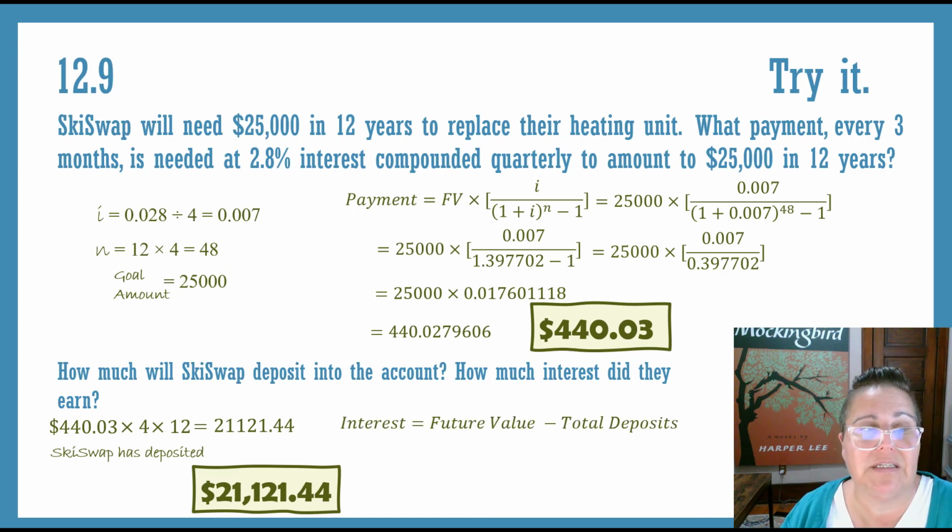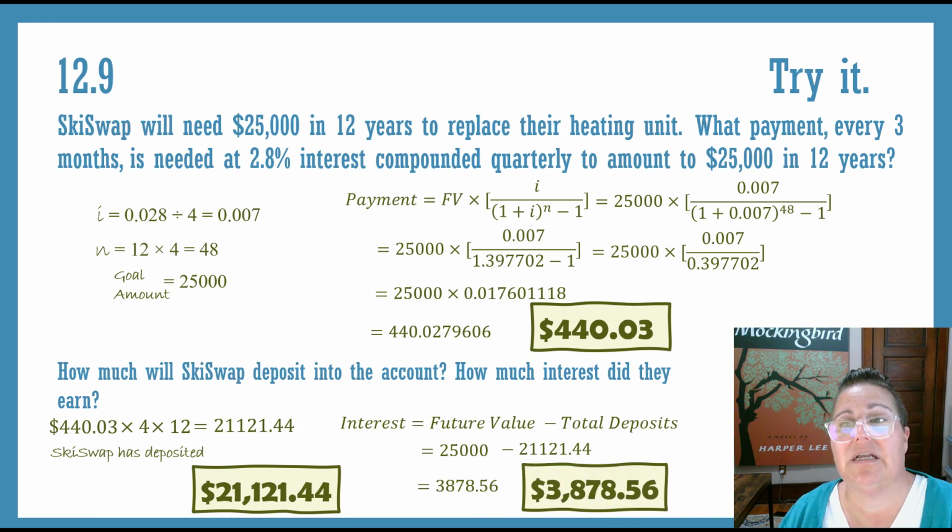The future value of this account is 25,000, and we're going to subtract out of that their total deposits of $21,121.44. That's going to give us $3,878.56. That is their interest, the difference between the future value and the total number of deposits.